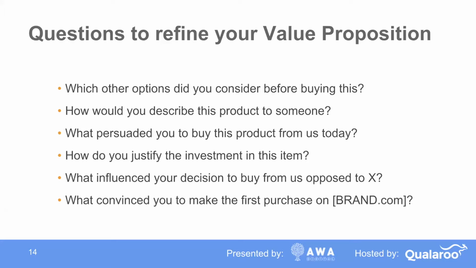So here are some of the questions. Which other options did you consider before buying from us? And the reason this is important is it cuts to the heart of value proposition. Why would I buy from you as opposed to somebody else? That's the definition from the guy who came up with the term in the 80s. How would you describe this product to somebody else? Open text response again, and the way in which people talk about your product, even the exact language they use, you can sometimes use that verbatim, and I'll show you an example of that later on.